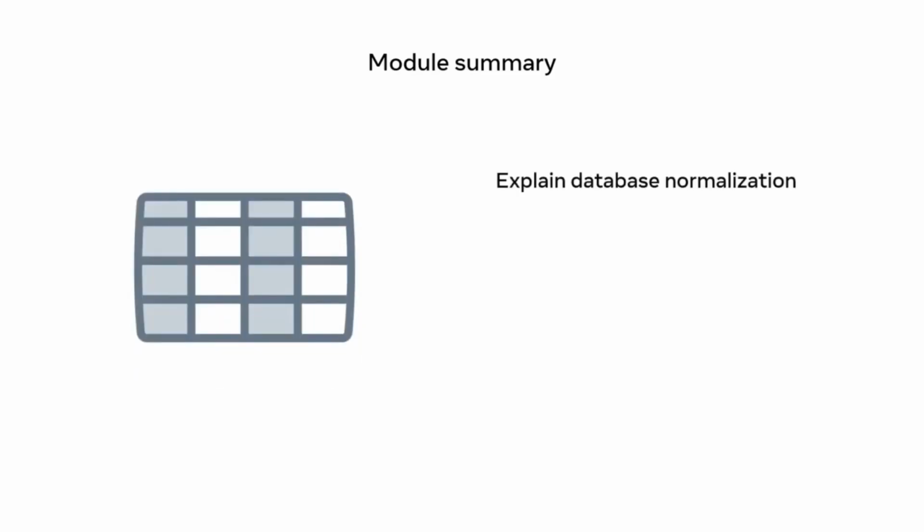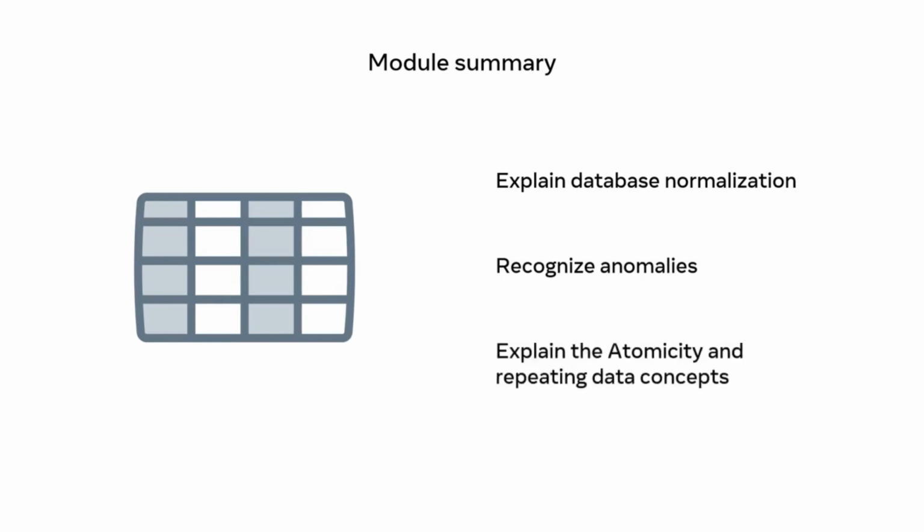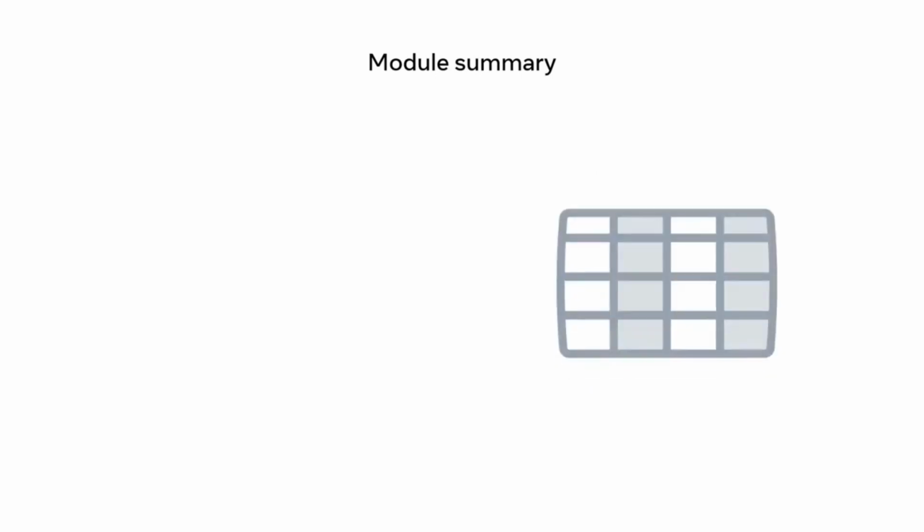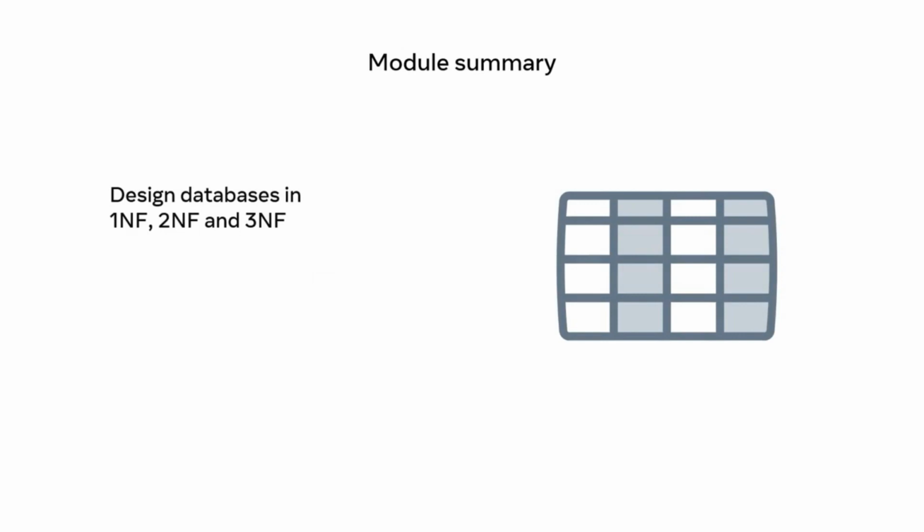The last lesson covered database normalization. Normalization is the process of converting a large table into multiple tables to reduce data redundancy. You should now be able to explain database normalization, recognize insert, update, and deletion anomalies, and explain the atomicity concept and describe the repeating groups of data problem. And you should now know how to design a database in first, second, and third normal form, and explain the concepts of functional, partial, and transitive dependency.